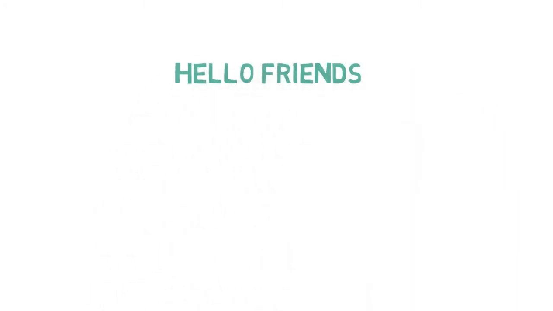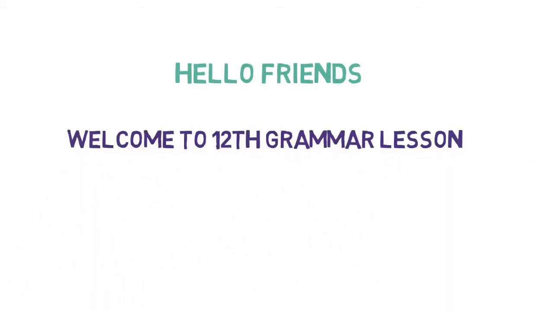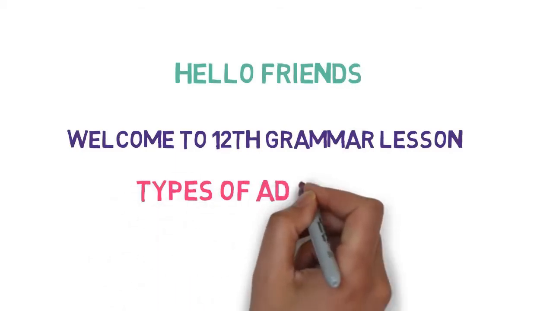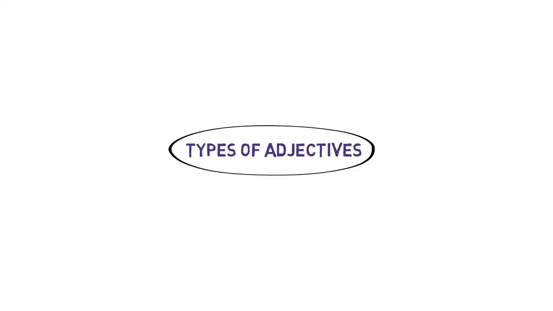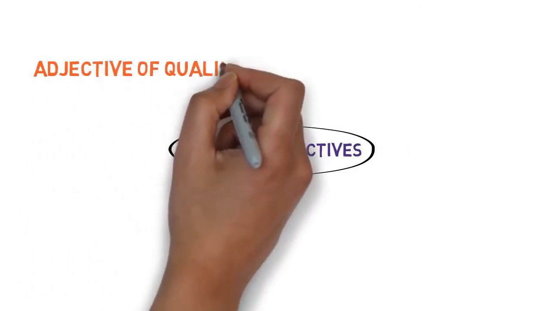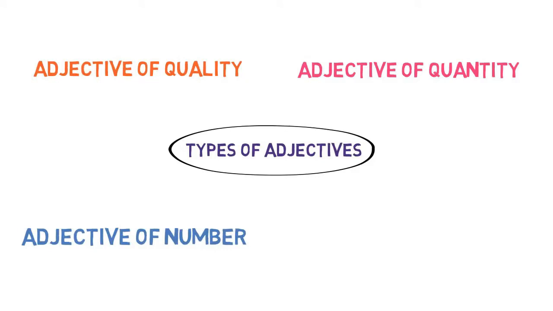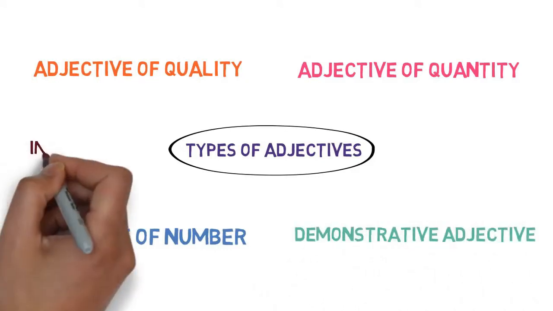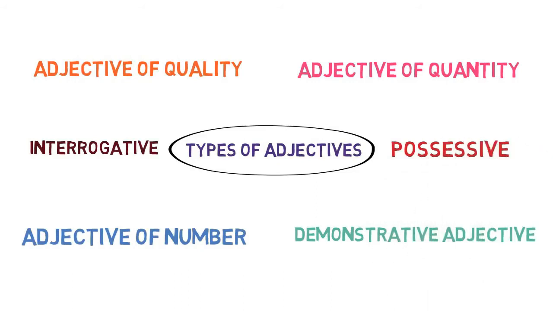Hello friends, my name is Nihir Mandovra and welcome to the 12th grammar lesson. In this lesson, we will discuss different types of adjectives. To get the most out of this video, we will look into the main 6 types of adjectives. These are adjectives of quality, adjective of quantity, adjective of number, demonstrative adjective, interrogative adjective, and possessive adjective. Now let's look into them one by one.